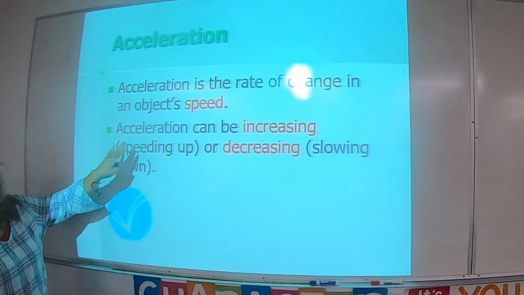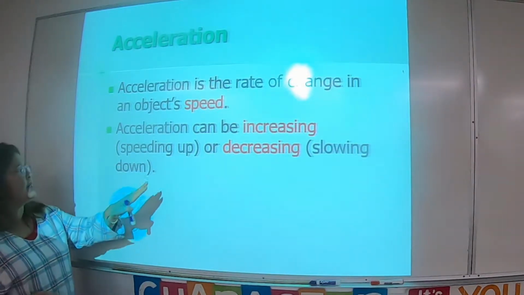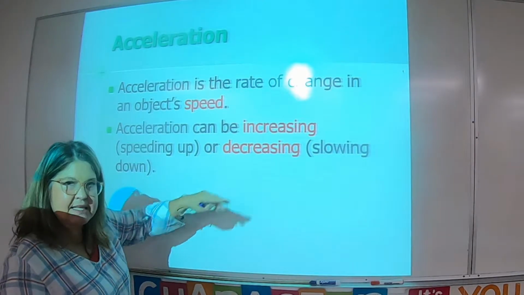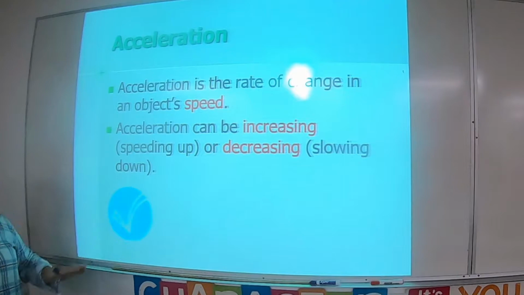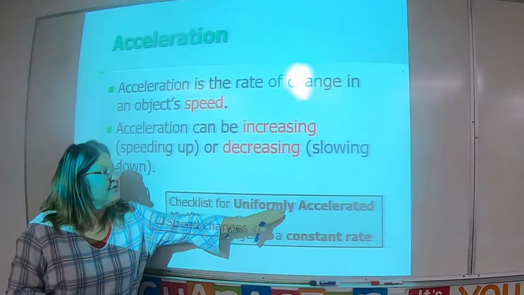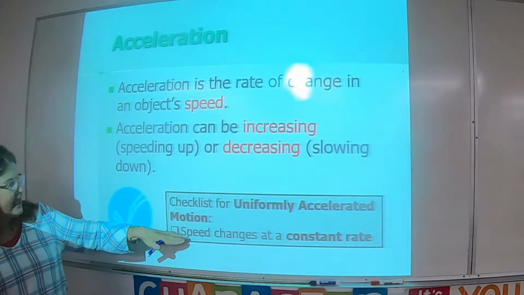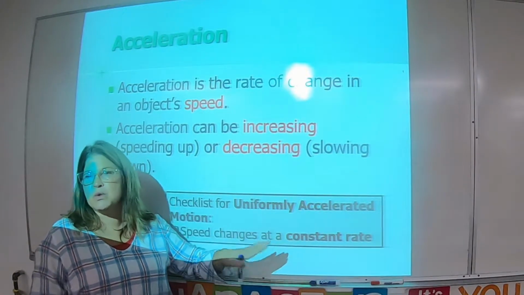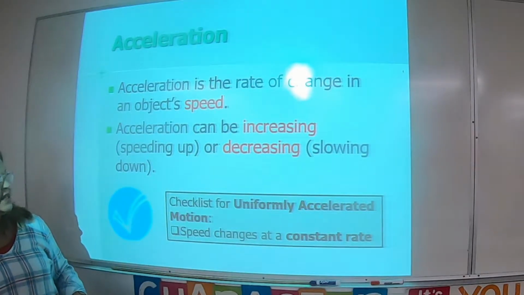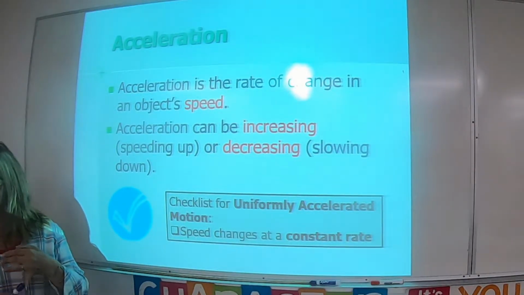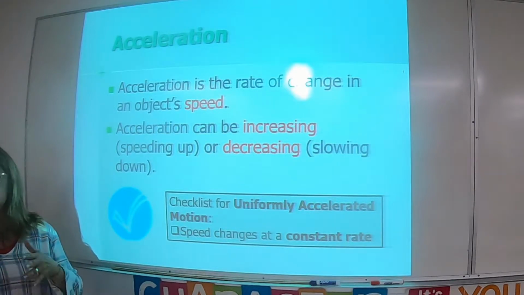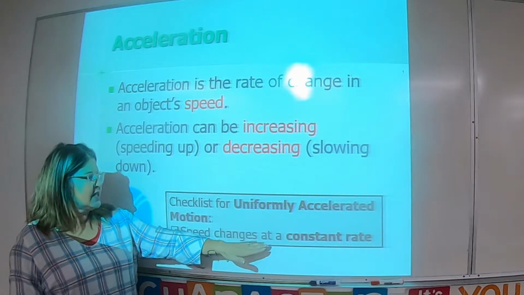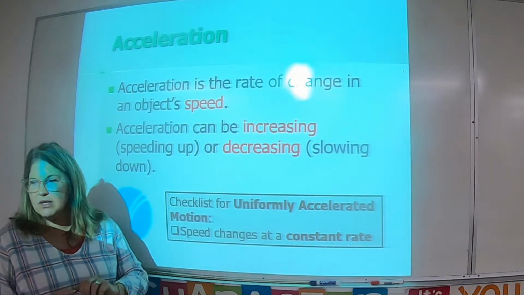Okay, acceleration, we can either have increasing acceleration, meaning the object is speeding up, or we can have decreasing acceleration, meaning it is slowing down. If I want to have uniform acceleration, the speed has to change at a constant rate. If we just had uniform motion, that means I have a constant speed and a constant direction. So now uniform acceleration, the speed changes at a constant rate.